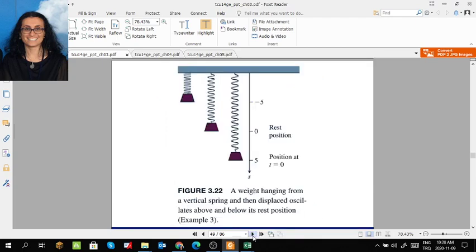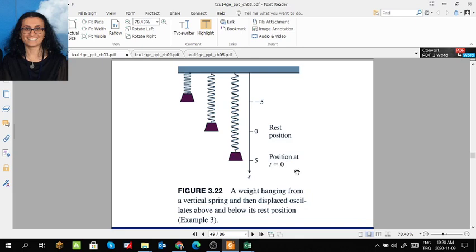Okay, this is about a spring. There's a vertical spring and there's a rest position here. 0 is this rest position. Since it's a spring, it's going to go up and down, and the maximum it can go is until 5. The minimum it can squeeze is negative 5. Positive 5 is the most.